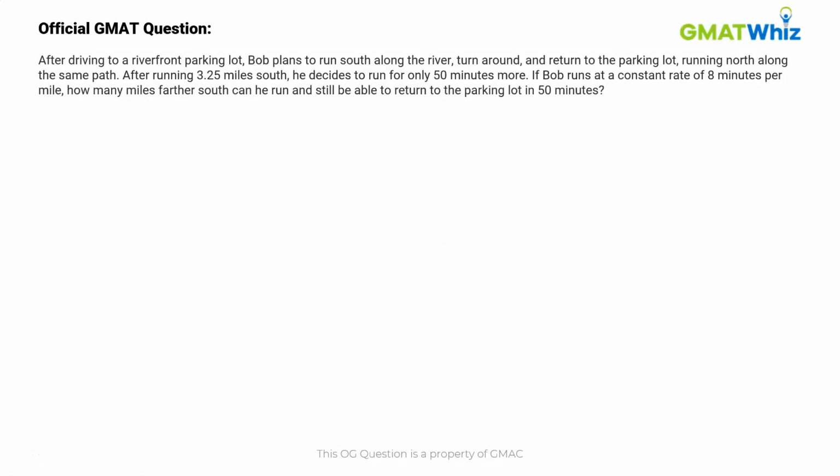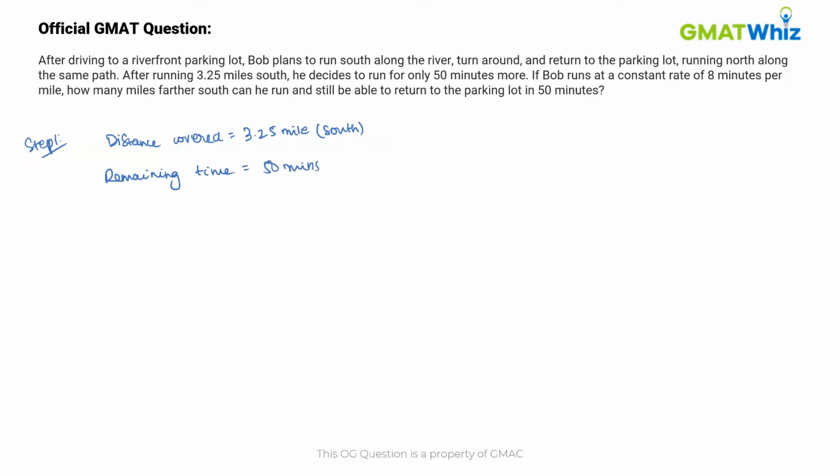In this question, we are given that Bob plans to run south along a river and then turn around and return to the parking lot, running north along the same path. We are given that the distance he has already covered is equal to 3.25 miles south, and that he decides to run for only 50 minutes more. So the remaining time is equal to 50 minutes.